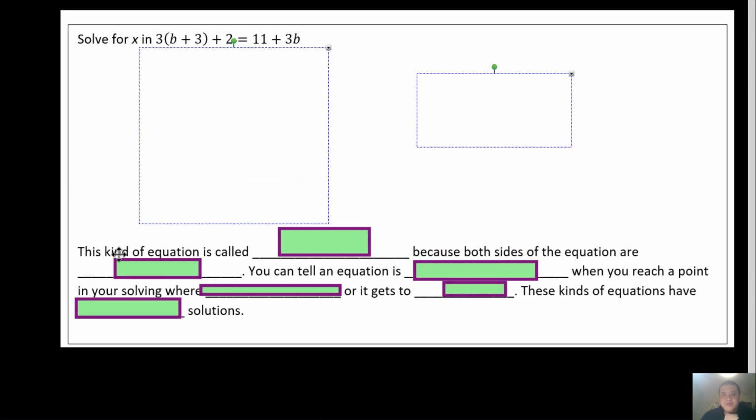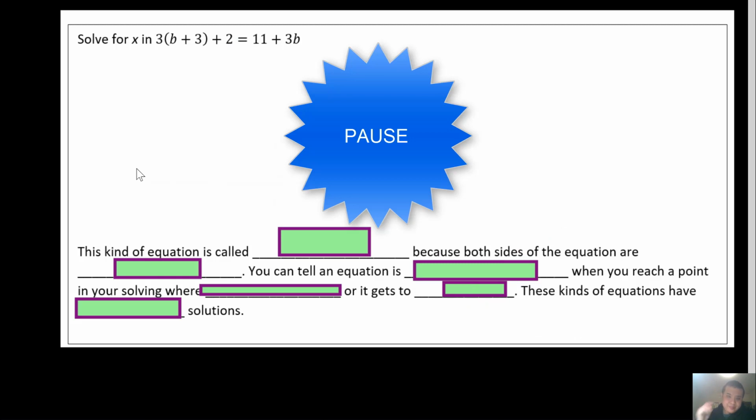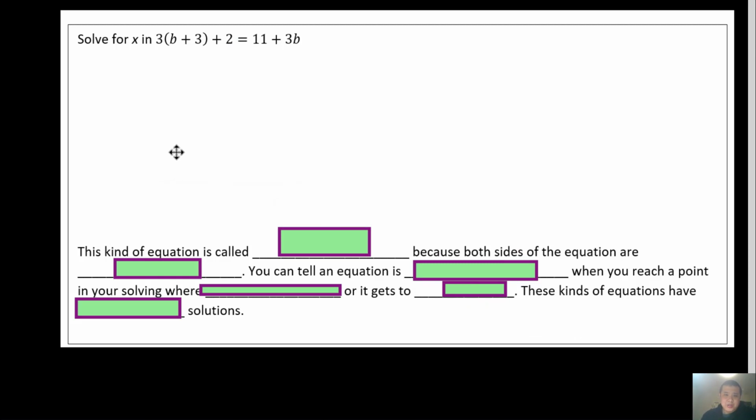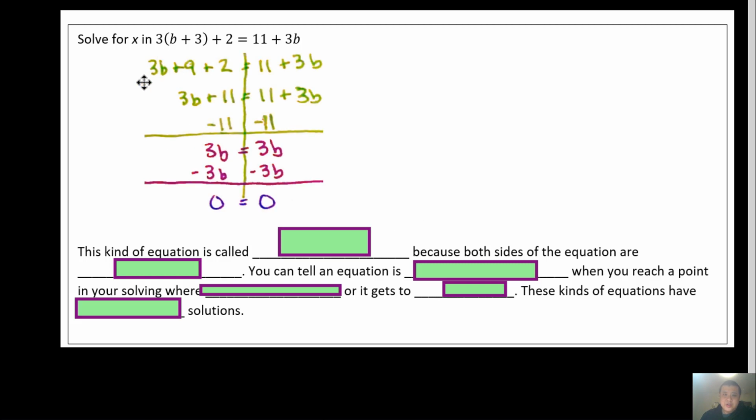Go ahead and try to solve this one out on your own. You may have run into a problem with this one as well. If you do this correctly, you distribute, get 3b plus 9 plus 2 equals 11 plus 3b. Then you combine like terms. 3b plus 11 equals 11 plus 3b. Subtract 11 from both sides, you get 3b equals 3b. Subtract 3b from both sides, you get 0 equals 0.